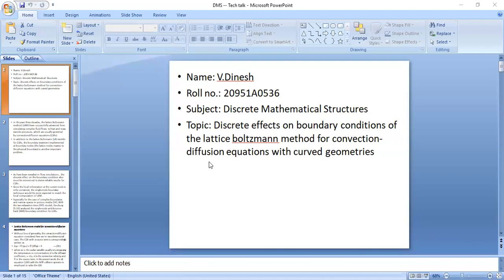V. Dinesh, and my topic is discrete effects on boundary conditions of the lattice-Boltzmann method for convection diffusion equations with curved geometries. My roll number is 536.